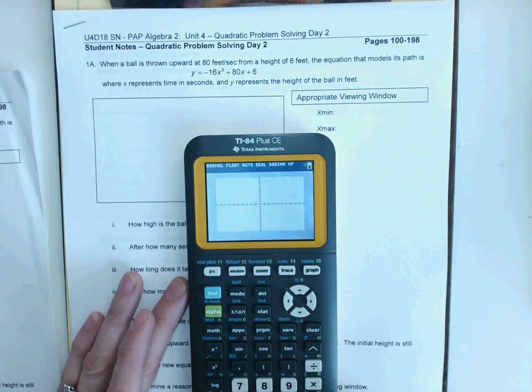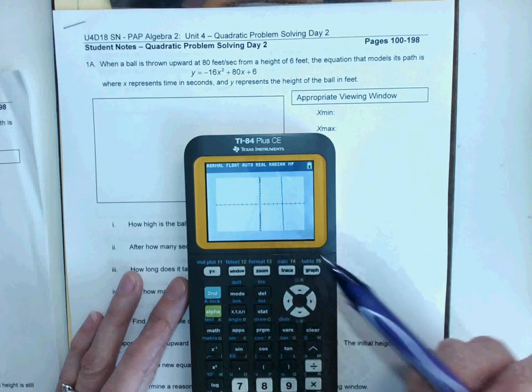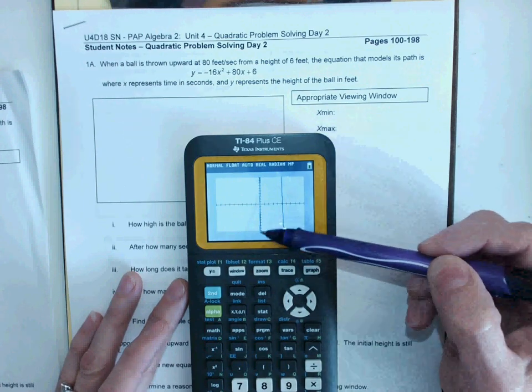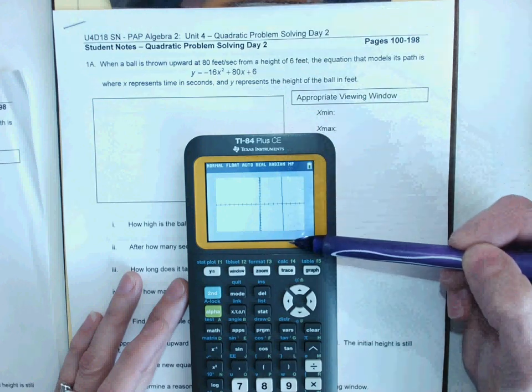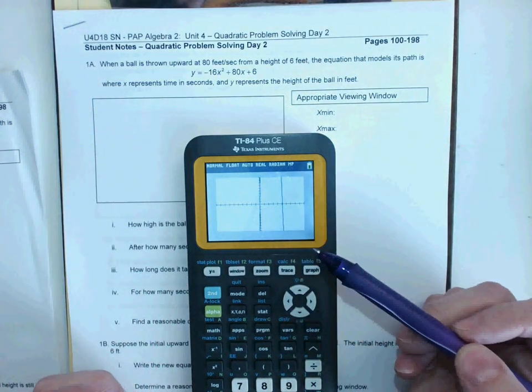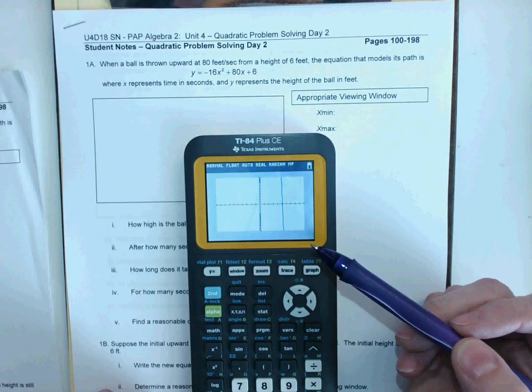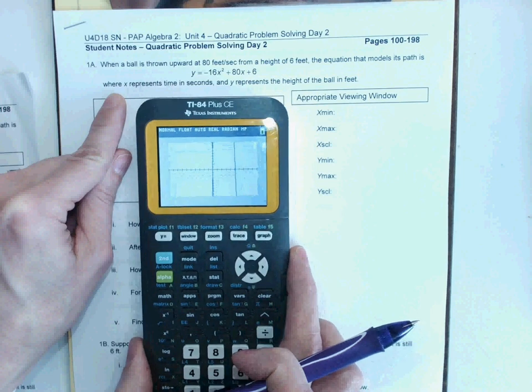When you hit graph, you may not see the equation at all, or you may just see part of it that almost looks like two vertical lines. It's not. This parabola goes up really high and then back down like this. Well, I can see the solutions here, but I can't see the maximum, and I might need that as well. So let's adjust our viewing window.